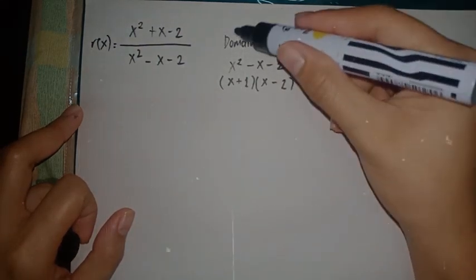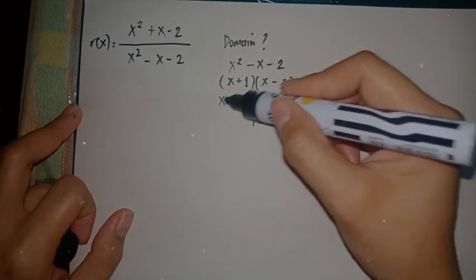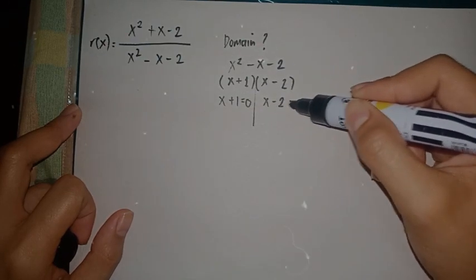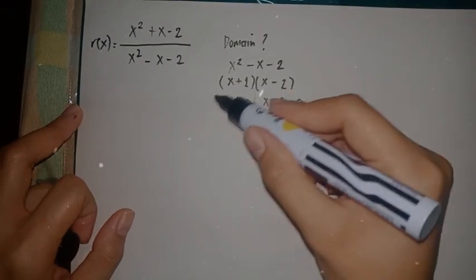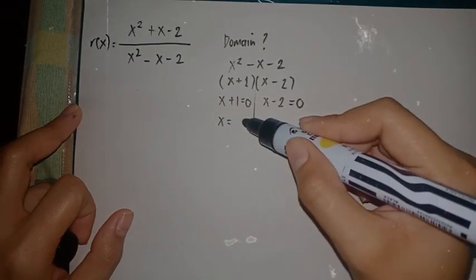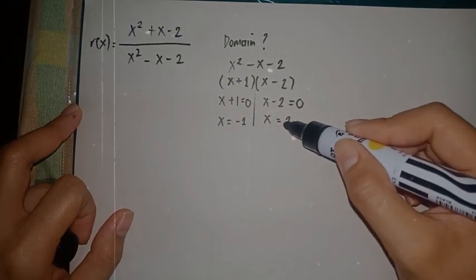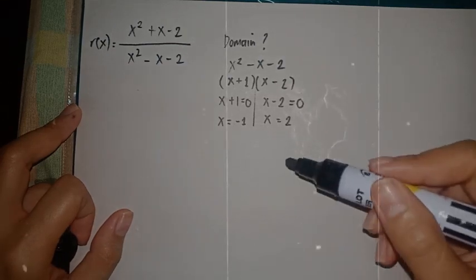Next, in identifying the domain, equate these two factors to 0. So we have x plus 1 is equal to 0 and x minus 2 is equal to 0. Let's find the value of x for this one. So we have x equals negative 1 and x is equal to positive 2. Therefore, the extraneous roots are negative 1 and positive 2.